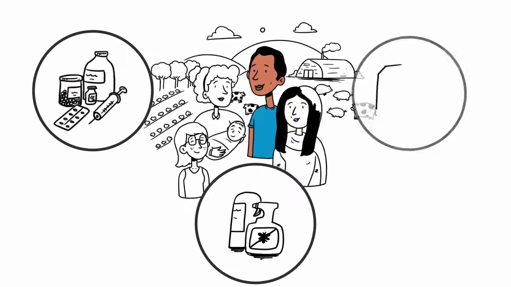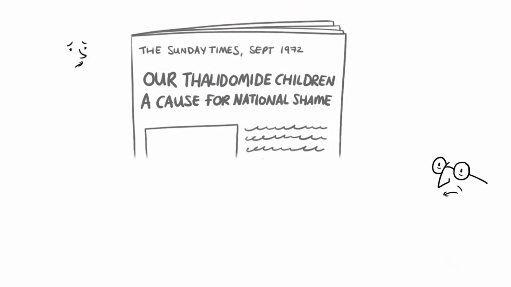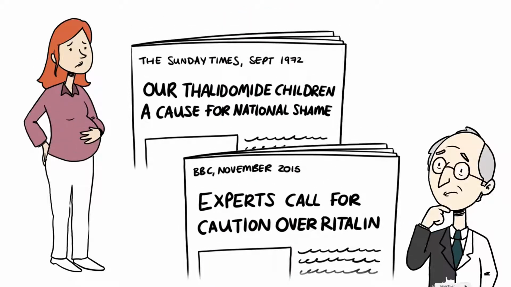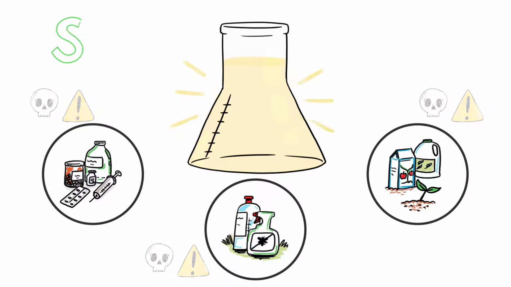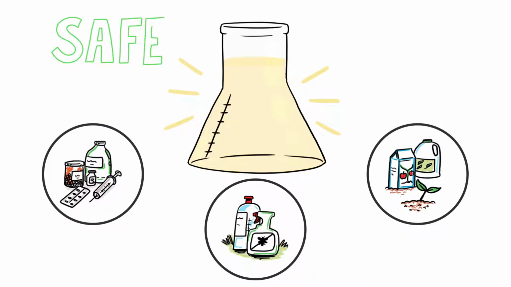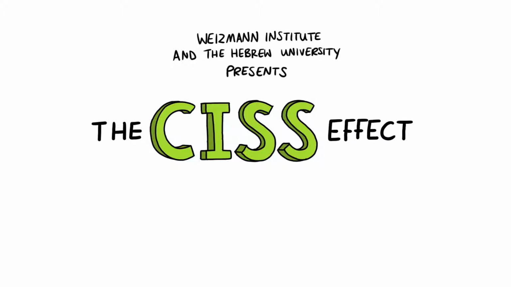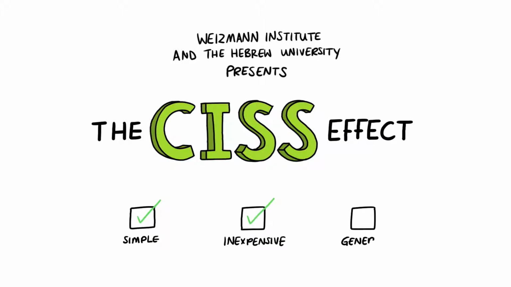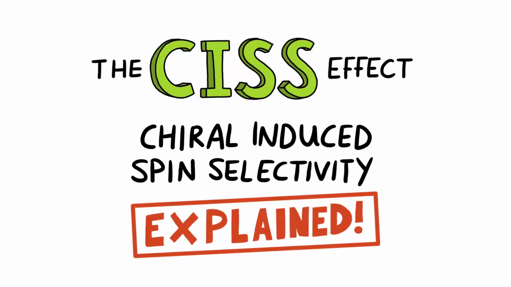Drugs, pesticides and fertilizers are crucial for our survival. However, they may contain impurities with harmful side effects for people, animals and our environment. One of chemical manufacturing's biggest challenges is to produce materials that can specifically perform a pre-designed function and to eliminate contamination of undesired substances. The CISS effect serves this purpose, applying a simple, inexpensive and generic method. But first, what is the CISS effect?